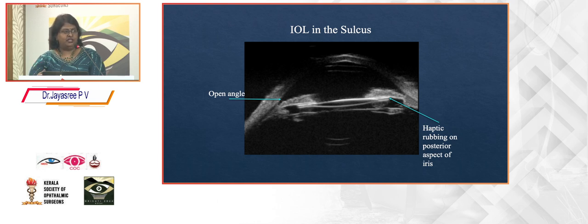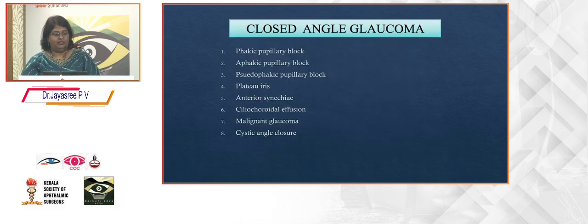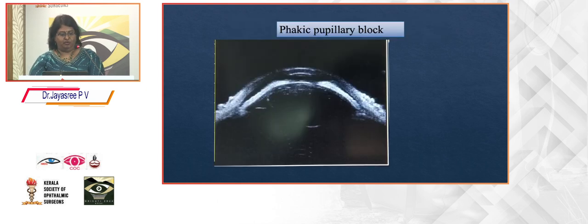So if the pigments are there and the pressure is not coming down, you can always look at the relation, and if you see this, you have to take the IOL or dial back, if it is an early case. Closed angle glaucoma: all the types of pupillary block can be identified, plateau iris can be identified, anterior synechia, ciliochoroidal effusion, malignant glaucoma. To identify malignant glaucoma, you need to have a UBM and cystic angle closure.